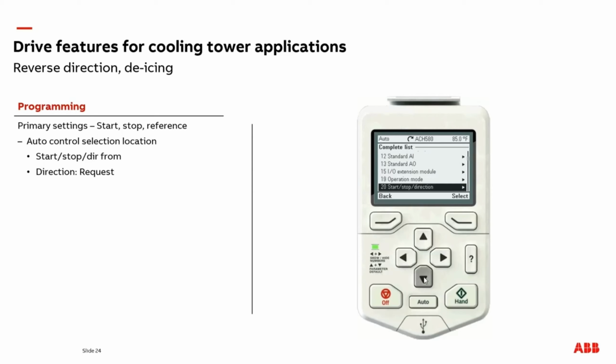Here we'll go down to Start-Stop Direction. This is where in Start and in To are enabling the direction change. But we need to allow the drive to do a request for reverse direction. With this enabled, DI1 will start and stop the fan, separate from DI2 enabling forward direction or reverse direction.